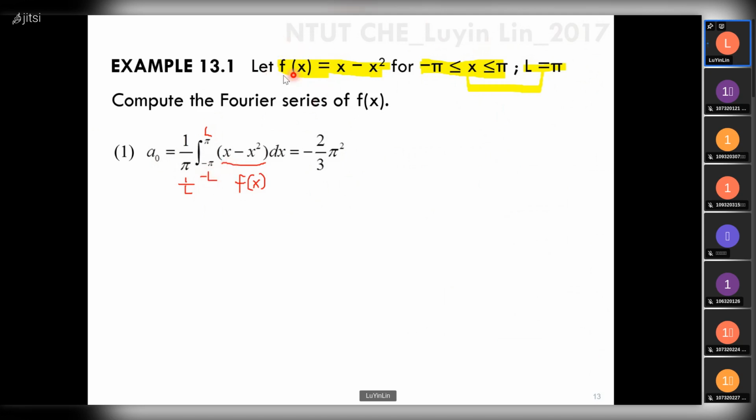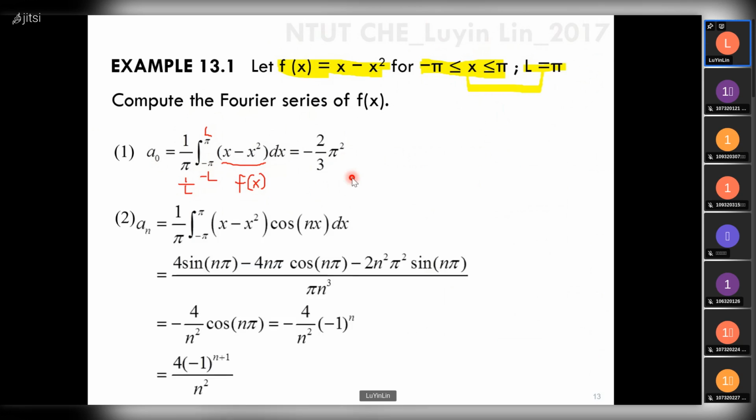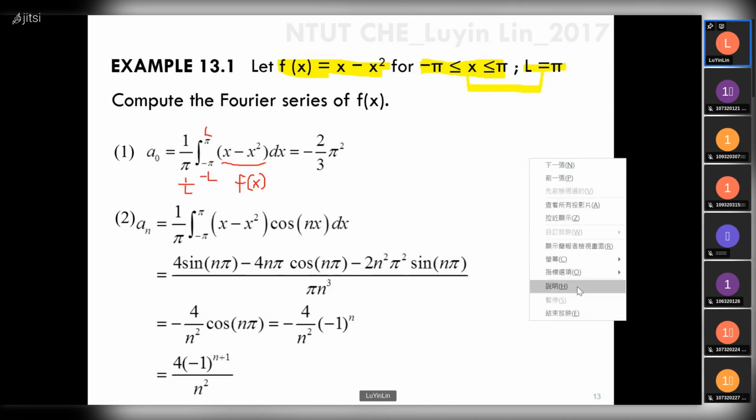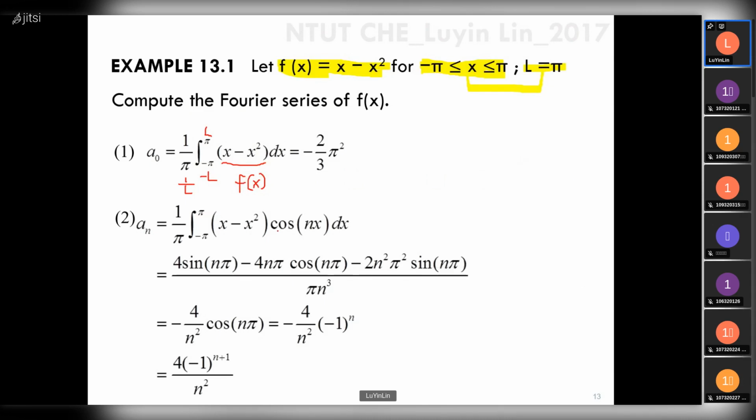Integrate f of x, x minus x squared. Then it is a very simple integral. So just calculate, and you can find A0. Now about An. So for An, this term is f.